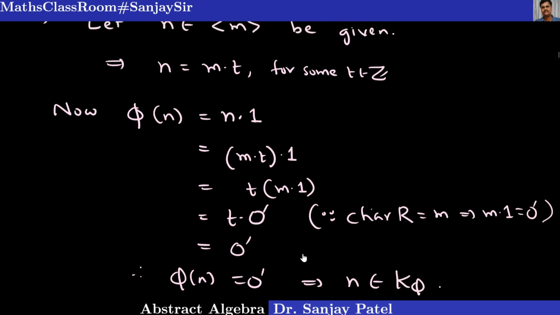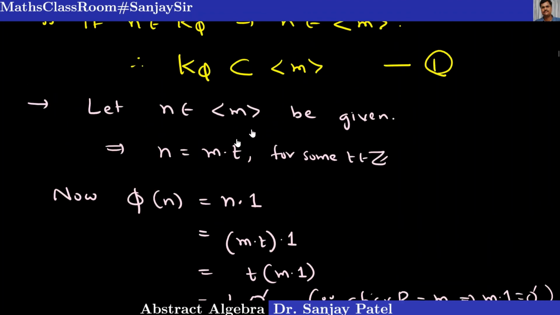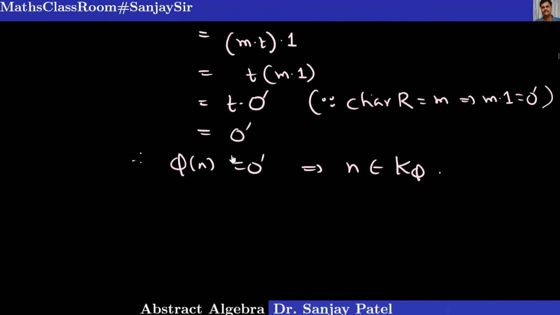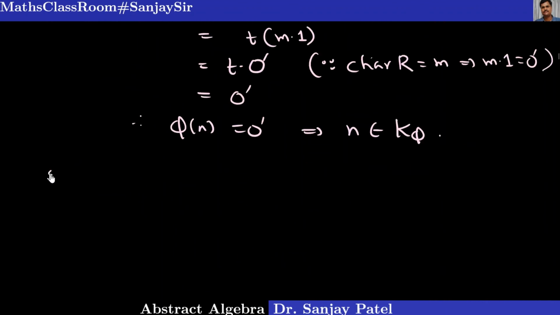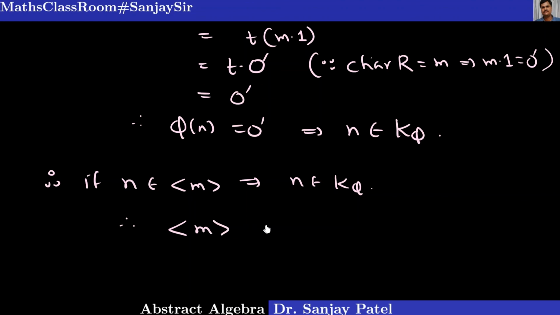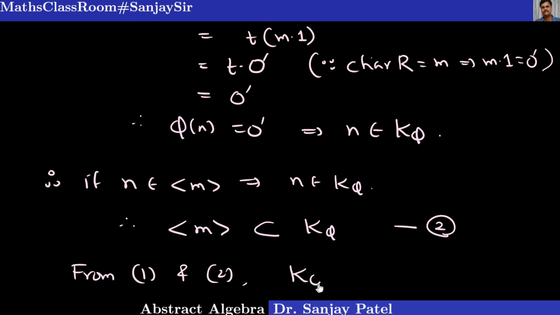So if you take n belongs to this set, the ideal generated by m, then n belongs to kernel phi. Thus, if n belongs to this, then n belongs to kernel phi, and therefore the ideal generated by m is a subset of the kernel phi, and that is our result number 2. And from 1 and 2, we have kernel phi is equal to this set.